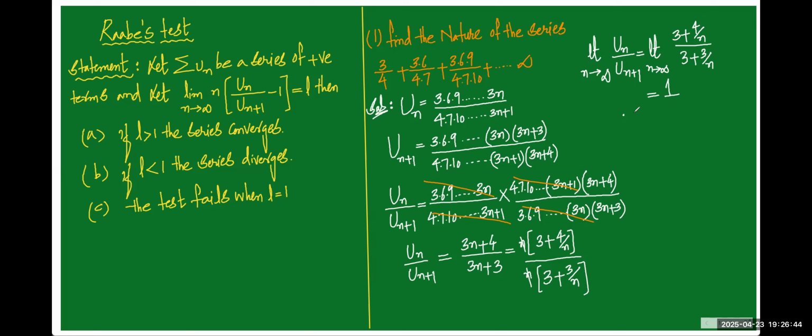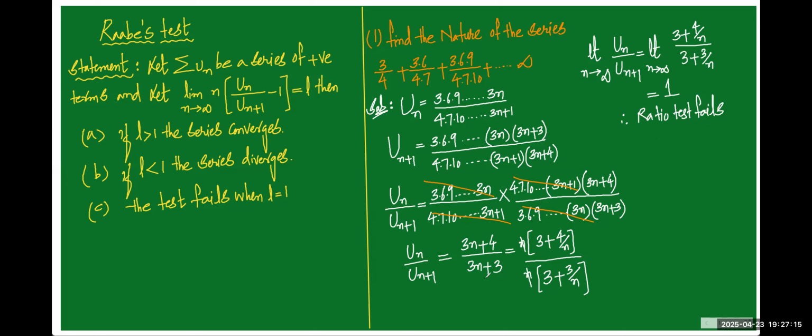Yes, sir. It means what do you say? Ratio test fails. The finite value concept is not there. Sir, the finite concept is only in un by vn, the limit comparison test. Okay, sir. That concept is the limit comparison test only. Now, ratio test fails, so we apply Raabe's test.